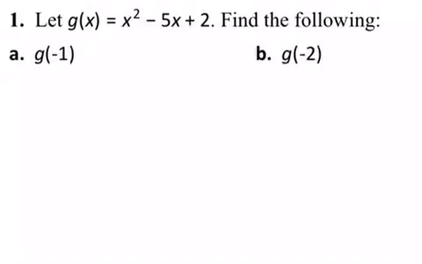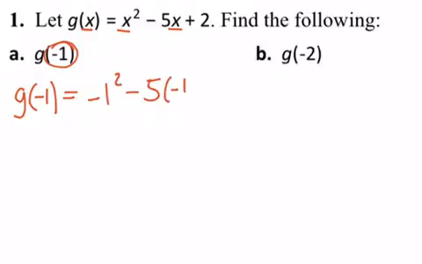Okay, let's go ahead and evaluate g of negative 1 in this equation. First thing we do is rewrite it by placing this negative 1 everywhere we see x. So, g of negative 1 would equal negative 1 squared minus 5 times negative 1 plus 2. So now we evaluate.